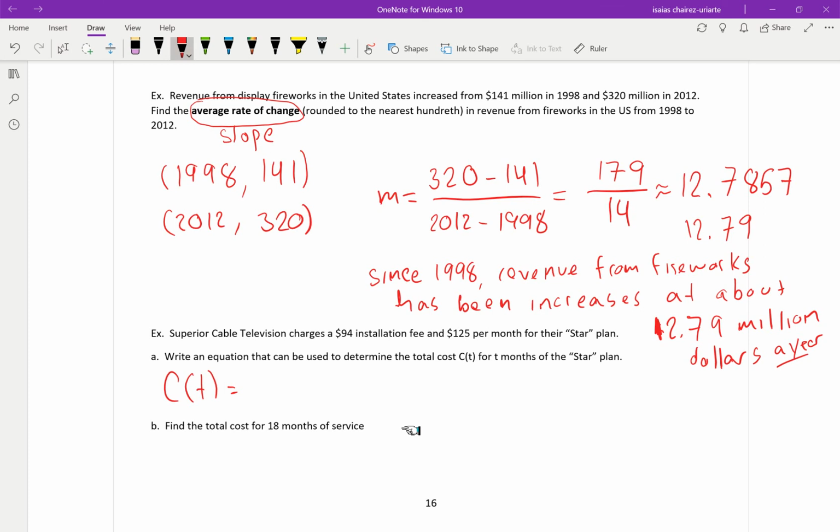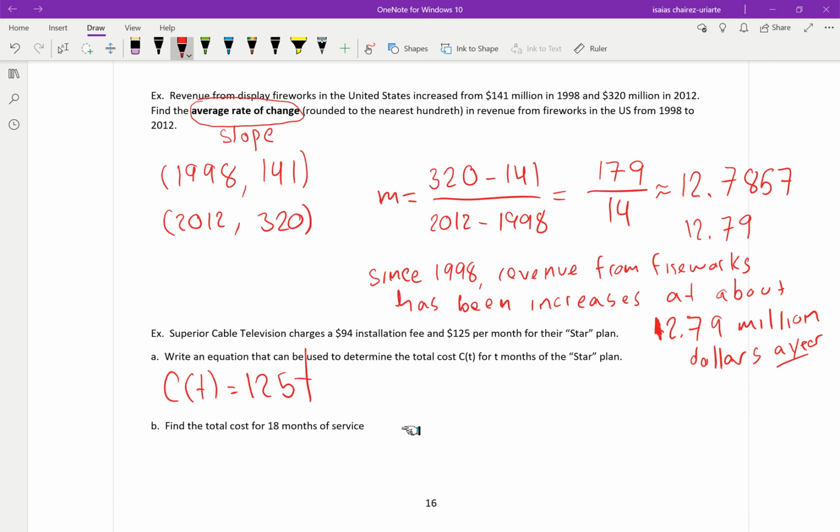So t is the number of months, and every month they charge me $125. In 1 month it's 125. In 2 months it would be 250. In 3 months it would be 375, and so on and so forth. So I think that can be modeled by this, 125 t.